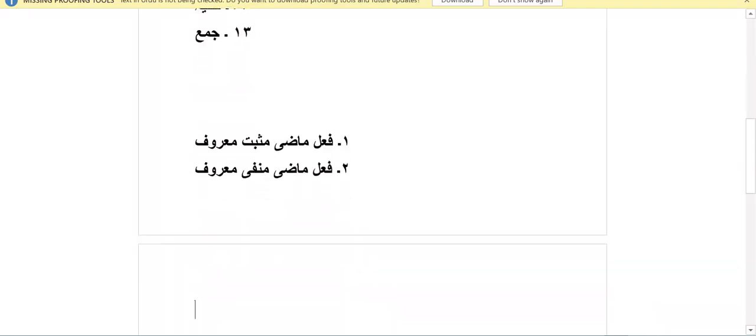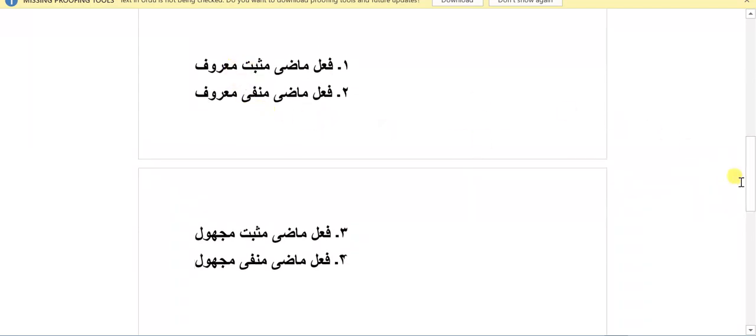There are four types of fi'l mazi. One is fi'l mazi, musbat, ma'ruf. Another one is fi'l mazi, manfi, ma'ruf. Then we have fi'l mazi, musbat, majhul, and the fourth one is fi'l mazi, manfi, majhul.